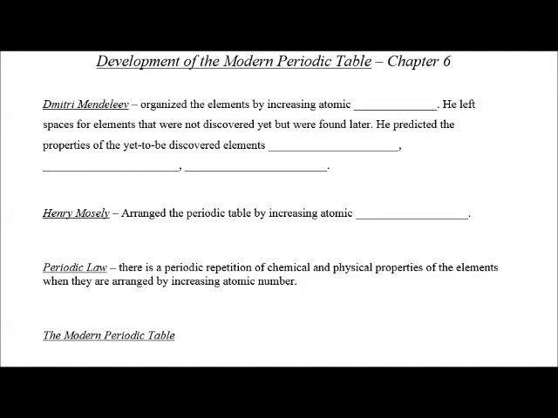Today we're starting Chapter 6. This is Lecture 1, and we're looking at the periodic table. The periodic table's main contributor was Dmitri Mendeleev, who organized the elements by increasing atomic mass.